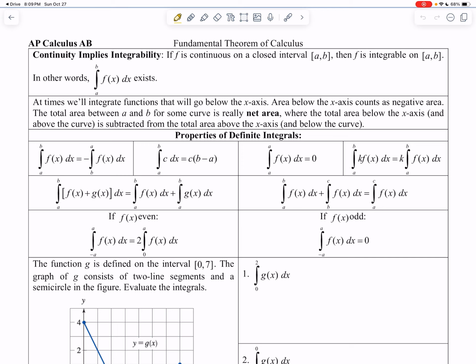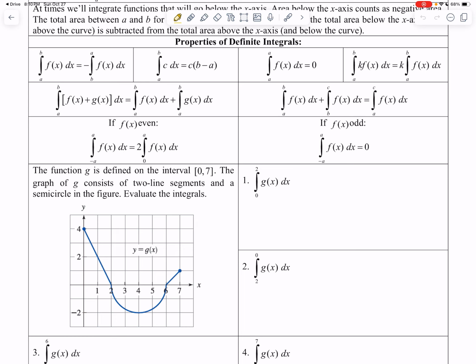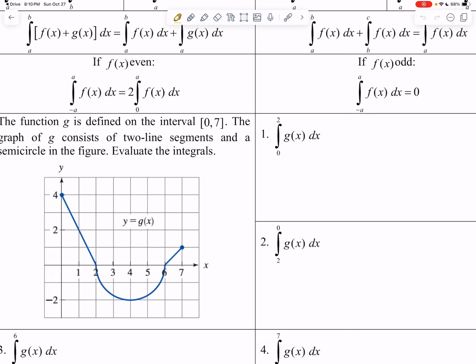Okay, so for number 1, we want to find the integral from 0 to 2 of g of x, given that g of x is our graph right here. What we want to do is just take the area from 0 to 2, aka this lovely triangle right here. So that's just going to be 1/2 times 2 times 4. You don't need to simplify it, but I'm going to simplify it for prettiness, and that's just going to be 4.